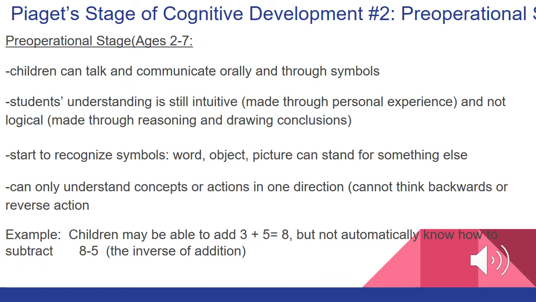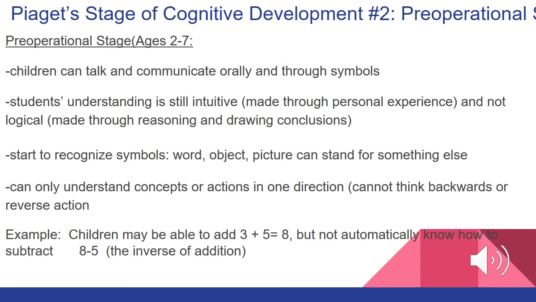The next stage is the preoperational stage from ages 2 through 7. During this stage, children begin to talk much more fluently and much more fluidly, a lot more consistently and without pauses, and they begin to be able to communicate orally through symbols. So they could communicate by using hand gestures, they could communicate by using sign language, or they could hopefully communicate by writing letters and reading.